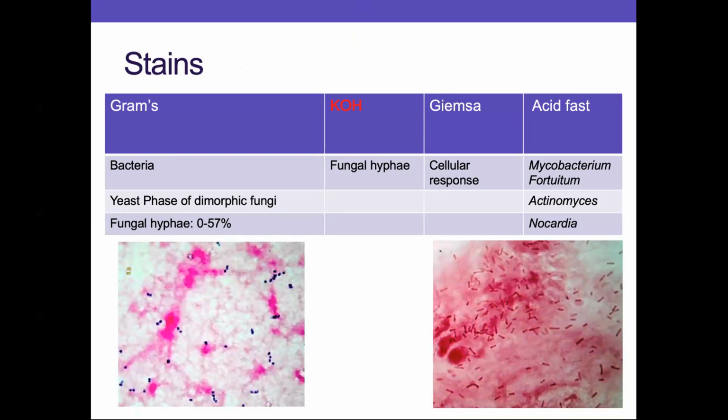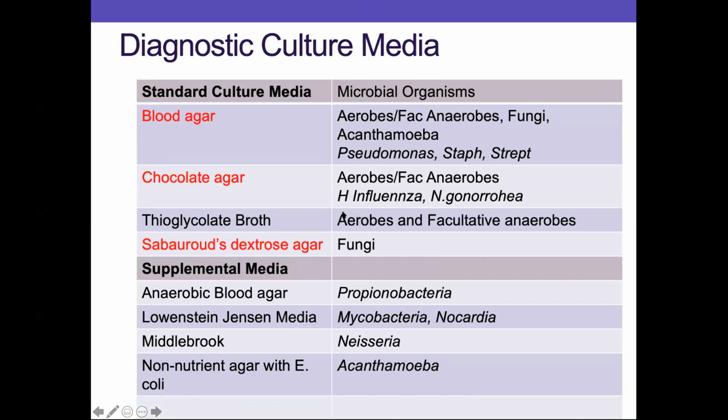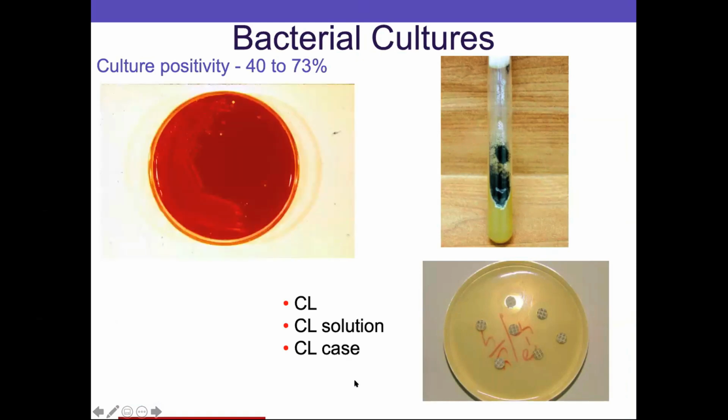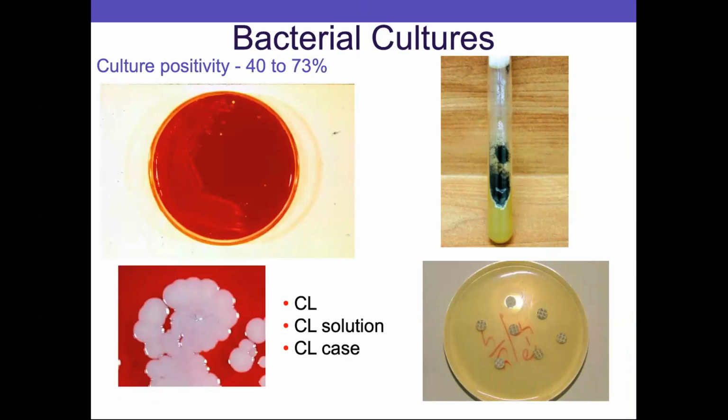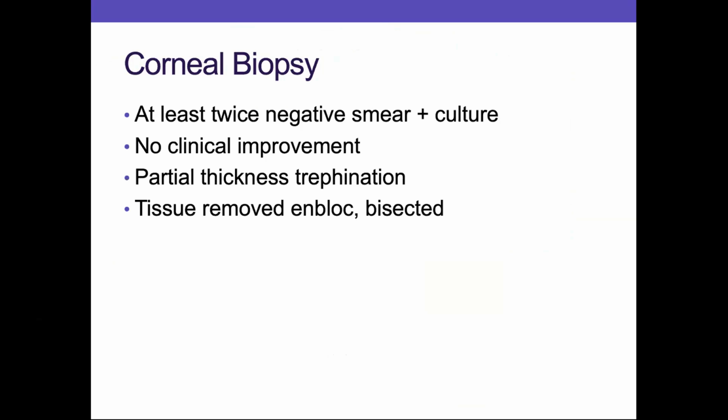I told you earlier also that the most important stain is KOH. Otherwise, we classically do gram stain, and acid fast is done for organisms such as mycobacteria, actinomyces, and nocardia. Then classically we culture on blood agar, on chocolate agar, and Sabouraud's dextrose agar. And if we are suspecting mycobacteria, then LJ media, and for Acanthamoeba, non-nutrient agar with E. coli. So everything which is associated with the infection goes in for cultures, whether it is a suture or contact lens solution, or contact lens case. And in case of at least twice negative smear and culture, and no clinical improvement, you can even do corneal biopsy using a partial thickness trephination.